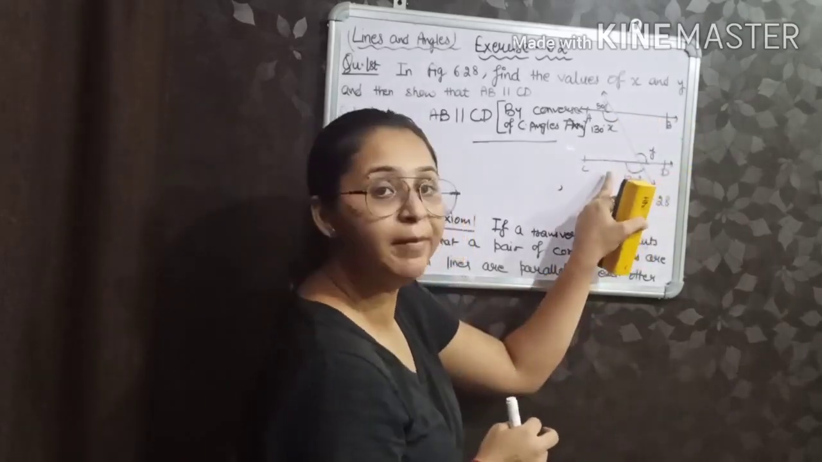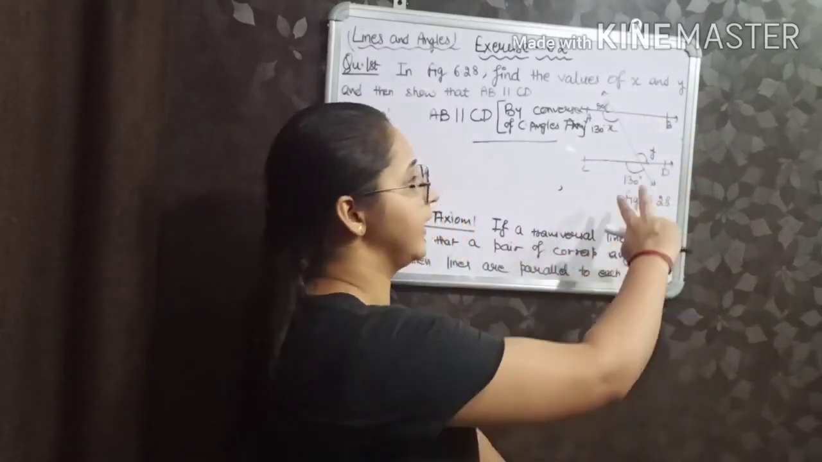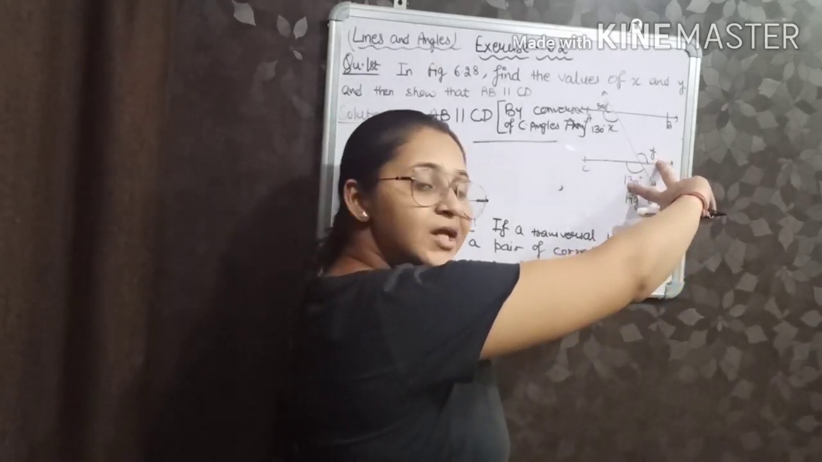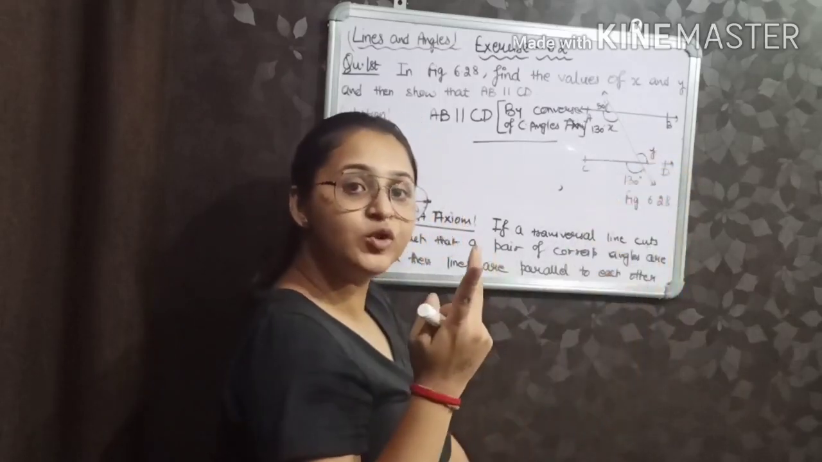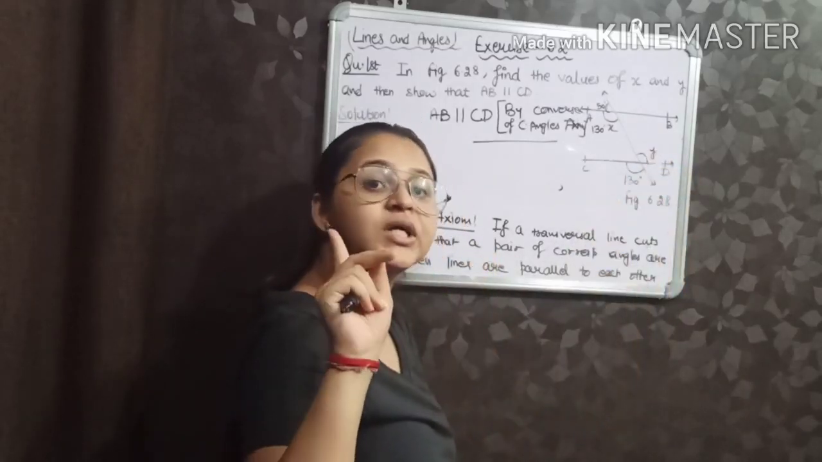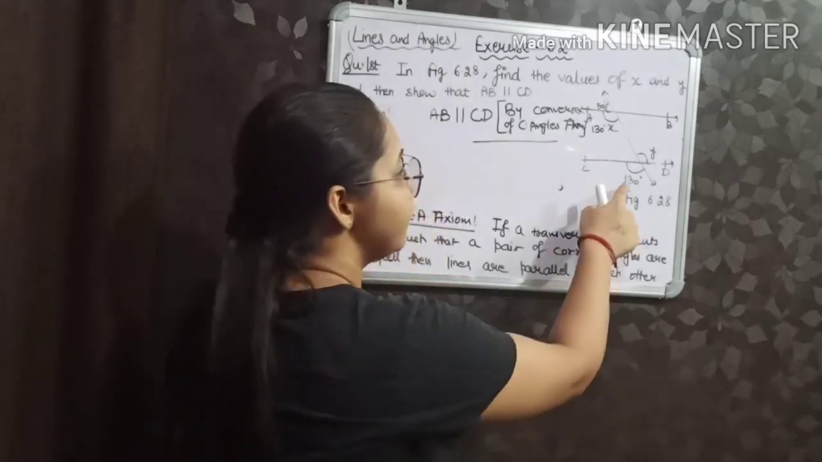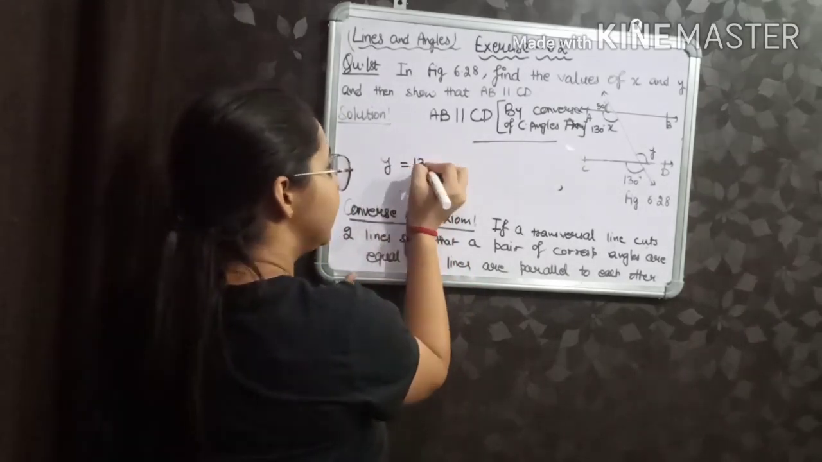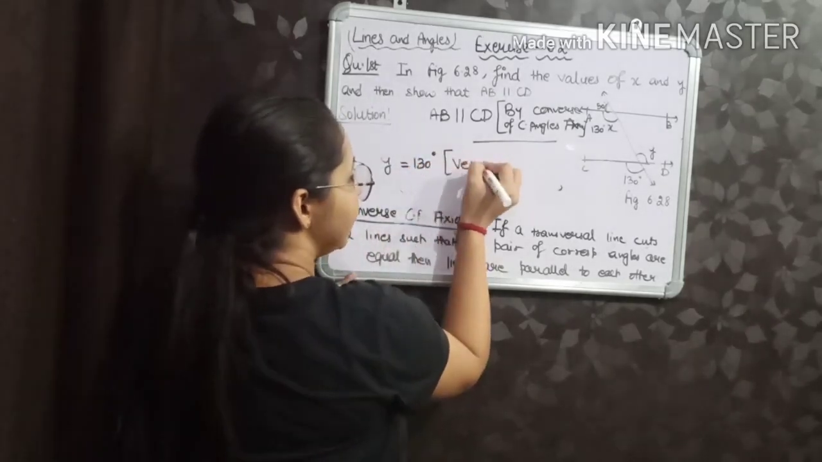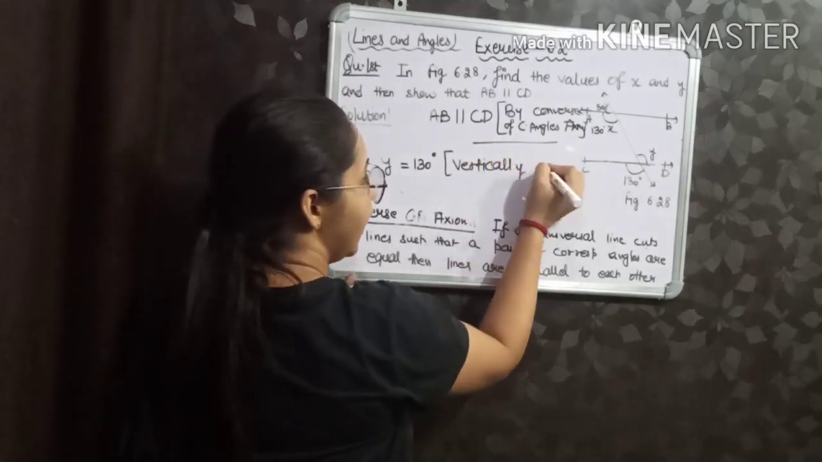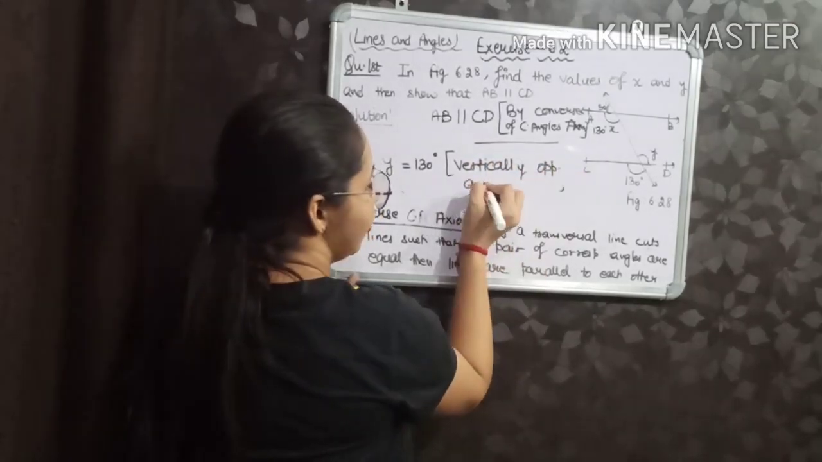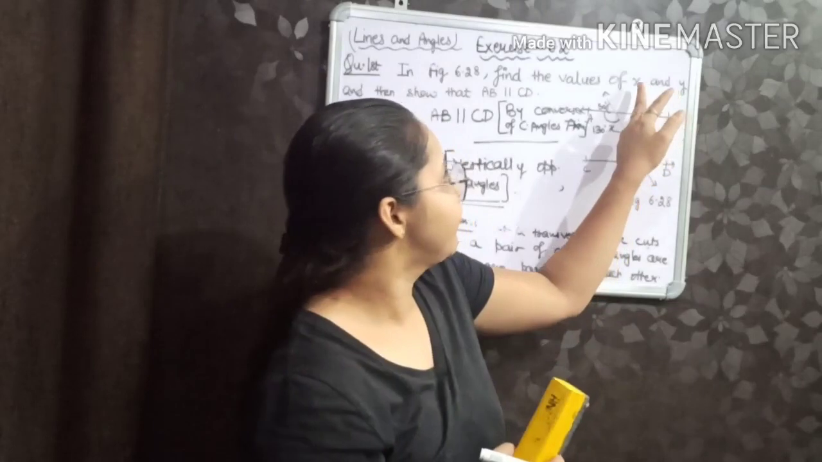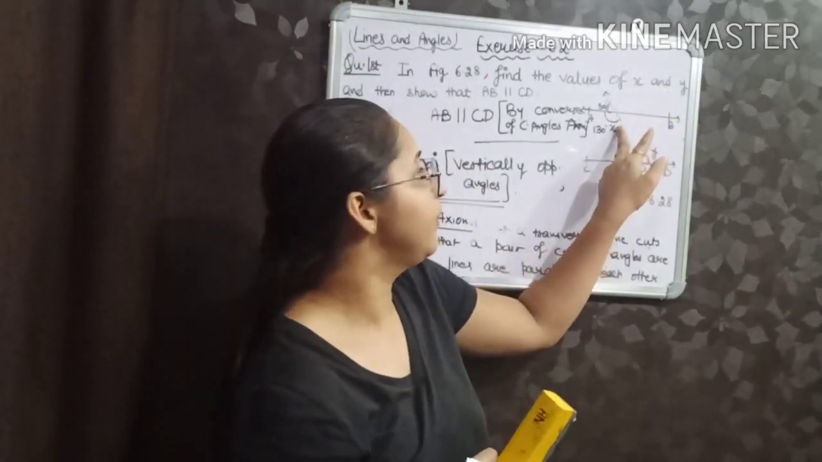Okay, now next part is we have to find the value of y, and you observe that if two lines are parallel lines, this is a transversal line. So this pair is vertically opposite angles. These two angles are vertically opposite angles, and you know very well that vertically opposite angles are always equal. So if it is 130 degree, then y will be equal to 130 degree, and reason is vertically opposite angles.